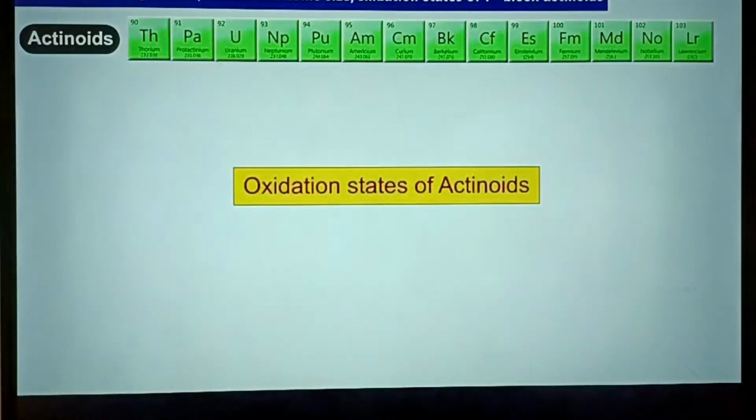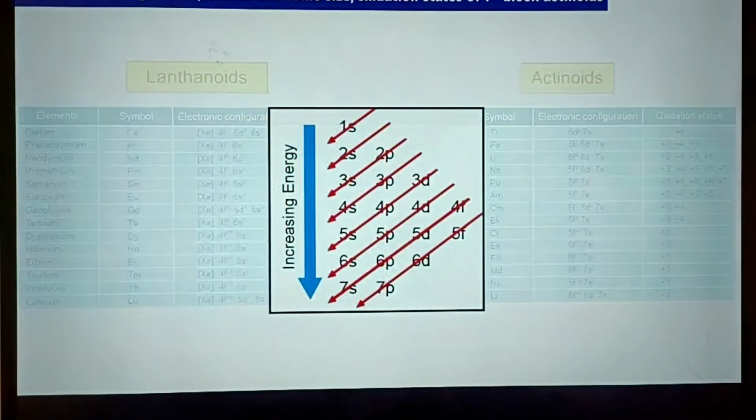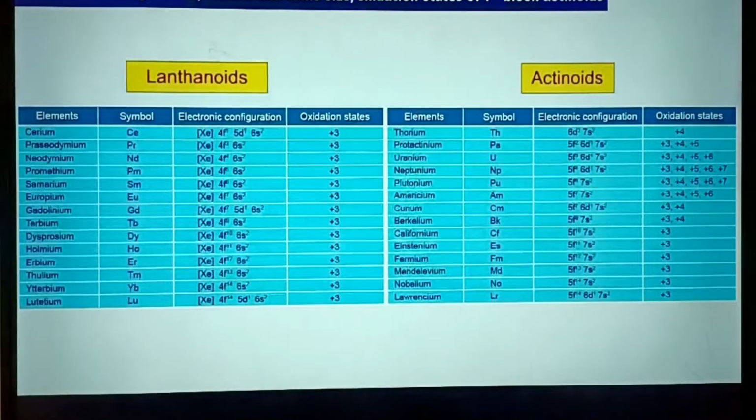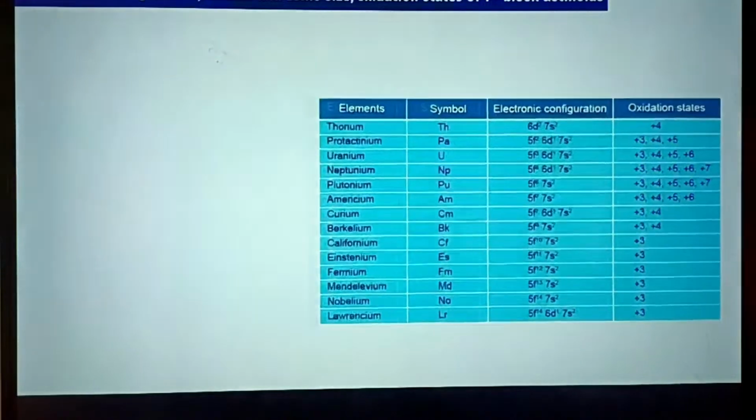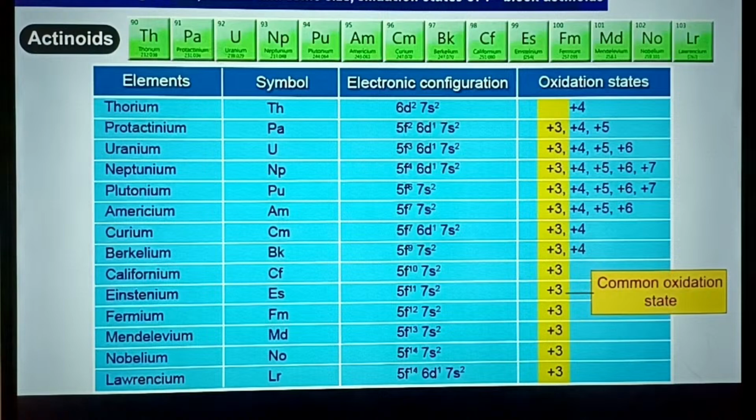Let us now discuss the oxidation states of these elements. Unlike lanthanoids, actinoids show a variety of oxidation states. This is attributed to the small energy difference between the 5f, 6d, and 7s levels. The oxidation states of these elements are given in the table. You can see that +3 is the common oxidation state of actinoids.